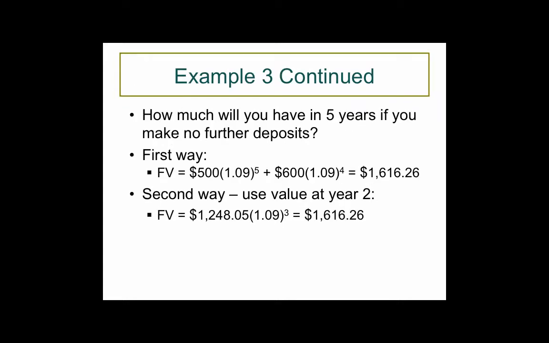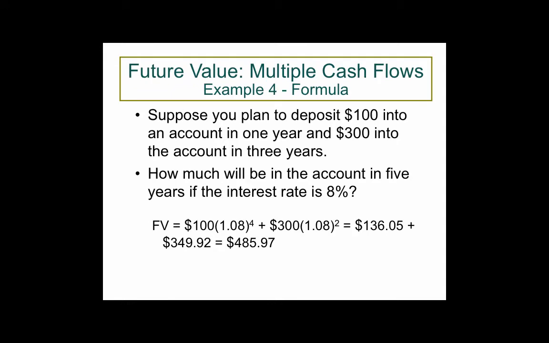Now, a more interesting question might be to ask, how much will you have in 5 years if you make no further deposits? You actually have two options here. The first way is to simply go back and take the $500 and push it 5 years to the future, and the $600 and push it 4 years to the future and add them up. The second way is to use the values you've already calculated and push that value 3 years into the future. Either way, you should get $1,616.26.